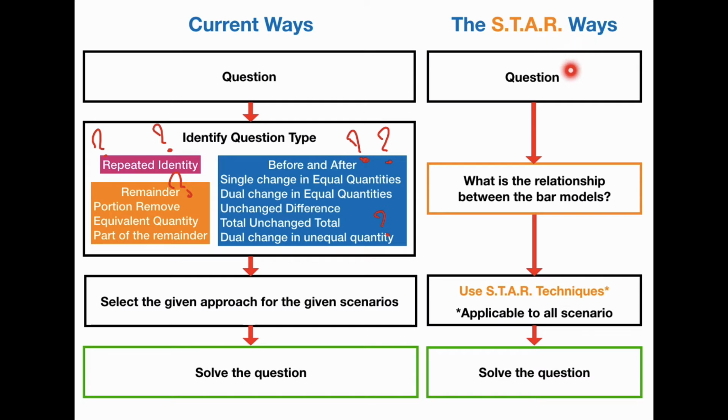So how does it work? Let's look at this. We have a question over here. Instead of identifying what the question types are and what approach to use, we just answer one simple question. What is the relationship between the bar models? Later on, I will show you how to answer this question using the STAR strategy and technique. From there, a complex model can be simplified into just a basic part-whole model, and even a primary 3 student can solve it. From there, we can find the answer.